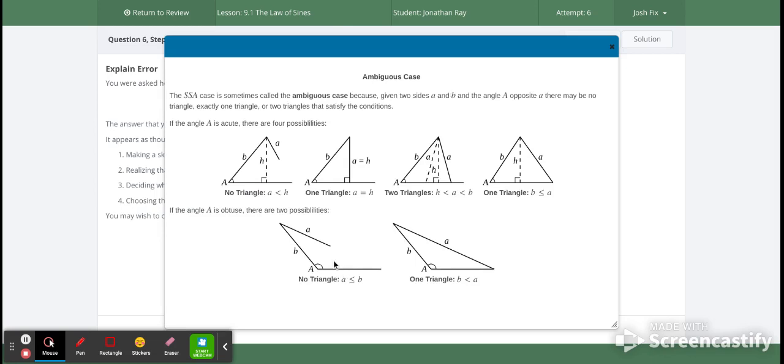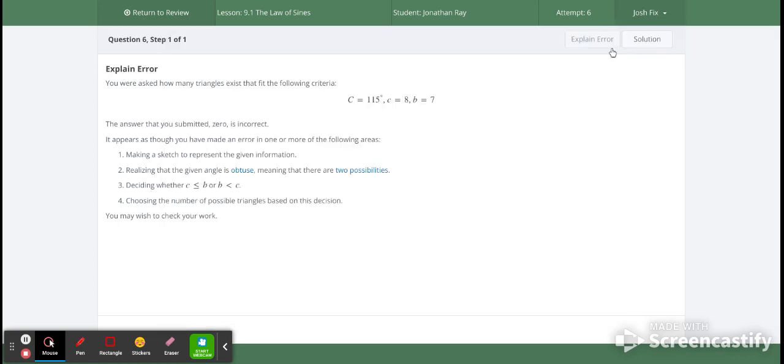We can look at this and see that, okay, we have an obtuse angle. And so there are two possibilities. We have possibility A, where our side opposite is less than our adjacent side, and there would be no triangles. And option B would be where our side opposite is actually greater than our adjacent side B. In those two cases, we're going to take a look at those scenarios with our particular numbers. So let's go ahead and apply that.